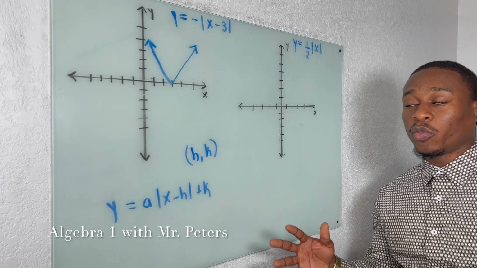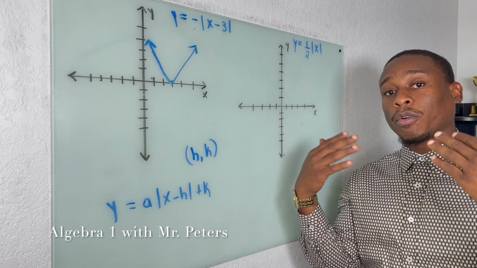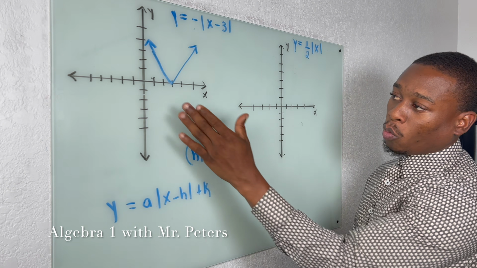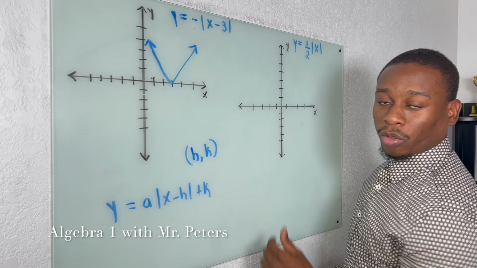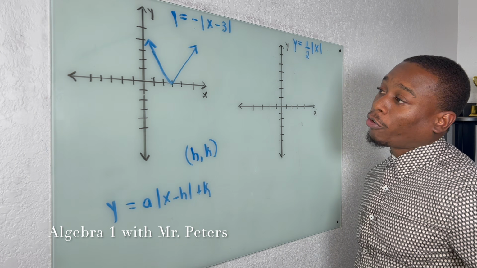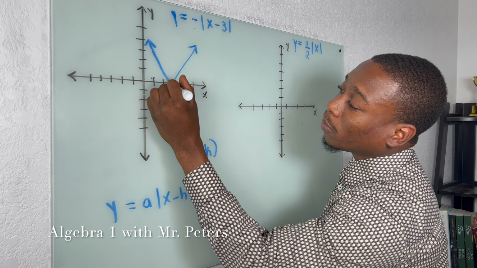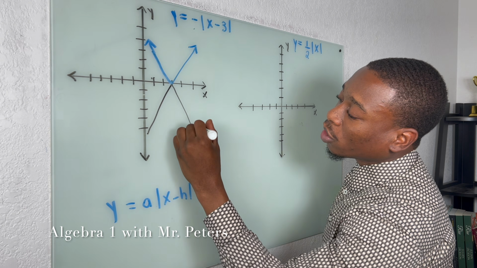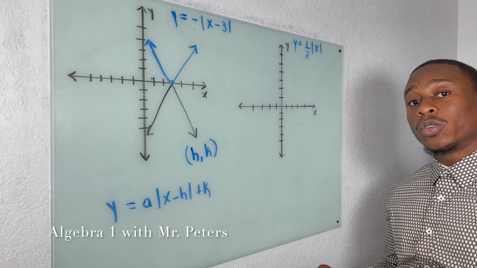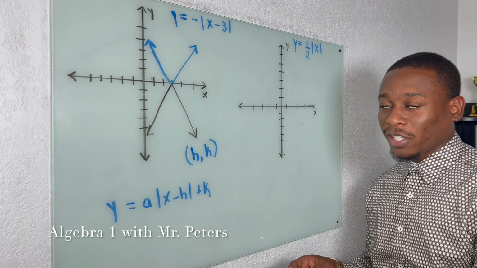Now that negative we know makes the graph open down, but just think about it also as a reflection over the x-axis, meaning we made our shift to the right 3, but instead of this graph opening up now, it's going to be reflected over the x-axis, and now it's going to be opening down. So just please, guys, remember that when it's opening down, it can also be a reflection over the x-axis.